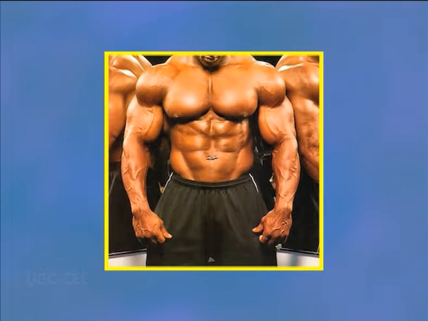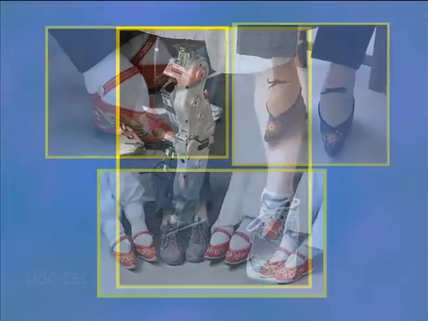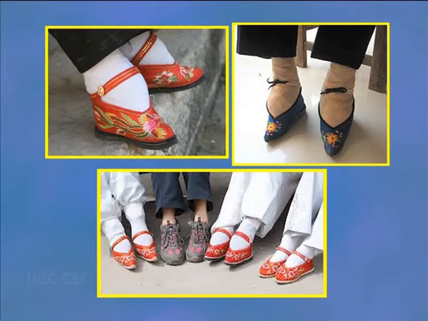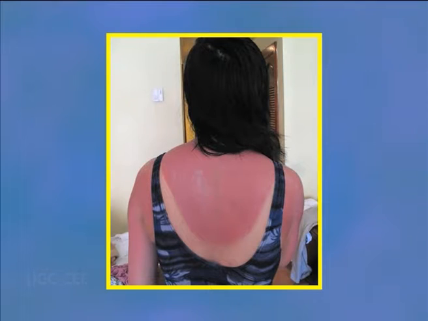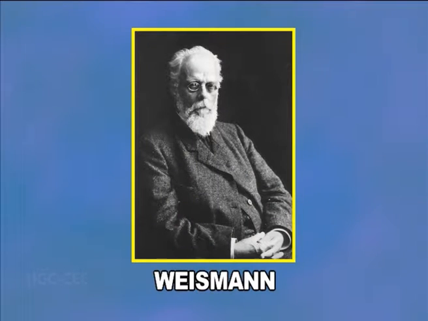The examples are better developed muscles of athletes, loss of any body part due to some accident, small feet of Chinese ladies, and sunburnt complexion of Europeans in tropics, etc. Lamarck, in his theory of inheritance of acquired characters, laid emphasis on the transmission of these acquired variations from one generation to other, but Weismann proved that these acquired variations are non-heritable.